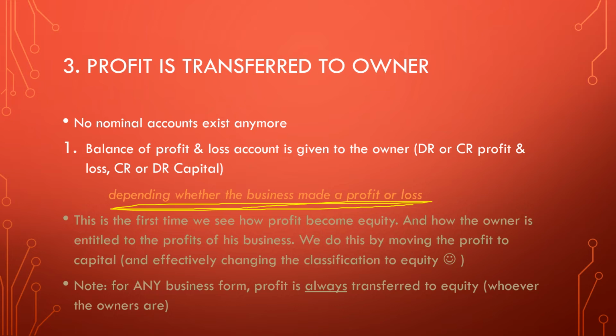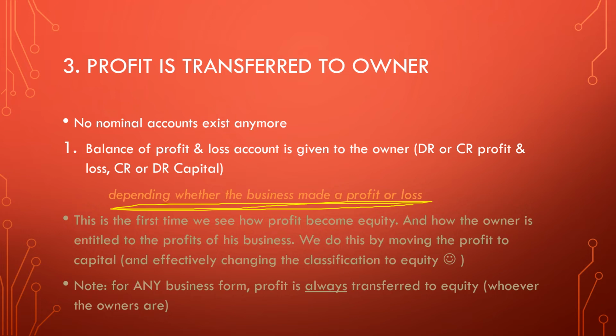As I mentioned at the bottom of the slide, this is the first time we see how profit becomes equity and how the owner is entitled to the profits of his business. How we do this in accounting is not by saying it to someone. We do it by moving profit to capital, debiting and crediting, and effectively changing the classification of profit to equity.